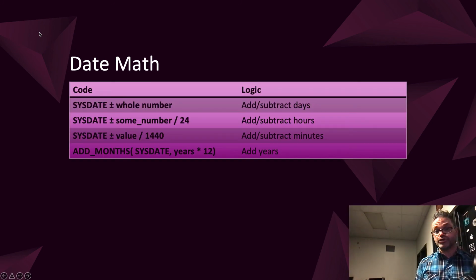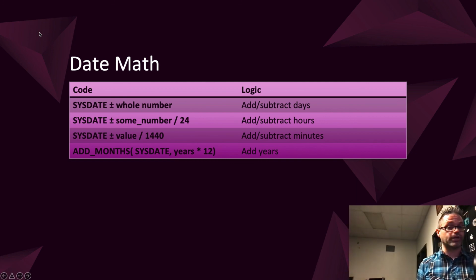So we also can do date math. I'm using sysdate right here, but you can even use the result of a TO_DATE command. Whatever you're putting in for that, this date plus or minus a whole number will add or subtract days. Sysdate plus or minus some number divided by 24, or the equivalent fractional value, will add or subtract hours. And then sysdate plus or minus some value divided by 1440 will of course add or subtract the minutes. Whatever fractional value you pass will get calculated on that.